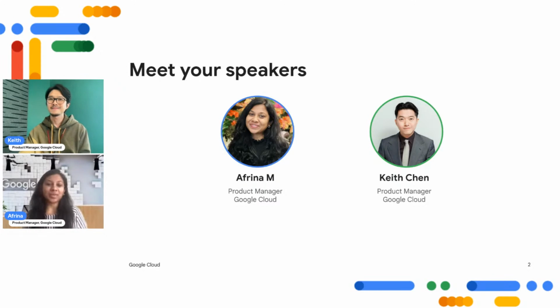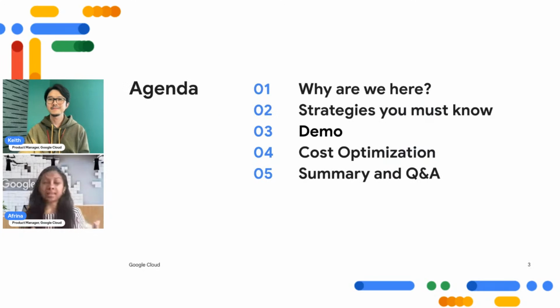So, thank you, Keith. In terms of agenda, what are we going to talk about in the next 45 to 50 minutes or so? We want to start with why we are here, not literally, but what's the purpose of this entire session. Then we want to talk to you about absolute must-know strategies. When we talk to you about a strategy, we'll also have a demo. Towards the end, we'll talk to you about cost optimization for logs. Then we'll summarize and do Q&A at the end.